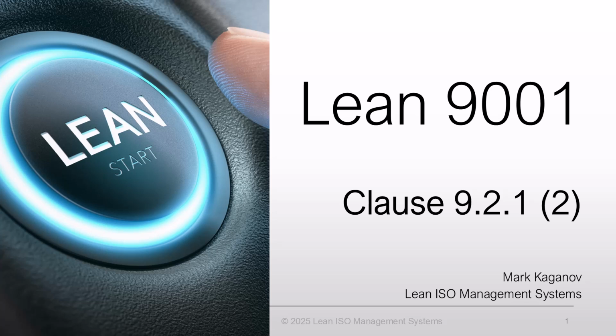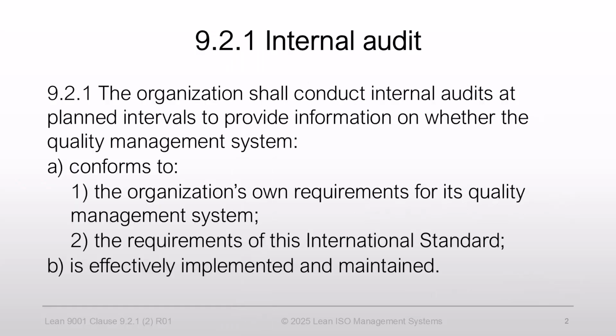In the previous video, we started exploring ISO 9001 Clause 9.2.1 and uncovered some good and bad audit practices. Element 9.2.1 requires that the organization conduct internal audits at planned intervals to provide information on whether the quality management system conforms to the organization's own requirements for its QMS and the requirements of this international standard and is effectively implemented and maintained. We covered effective ways to schedule audits and exposed the flawed use of checklists as audit reports. If you missed that video, check the link below.